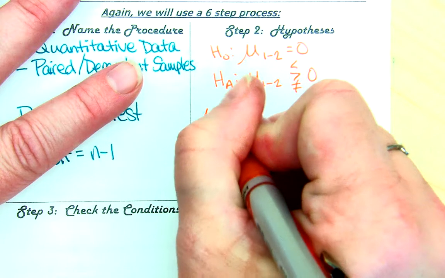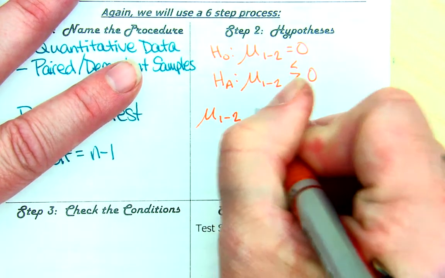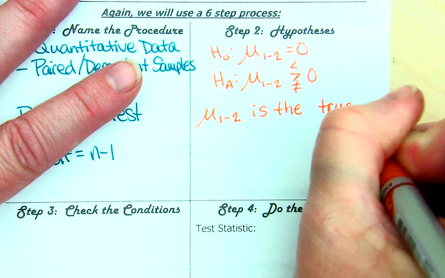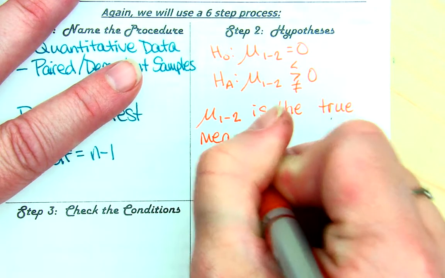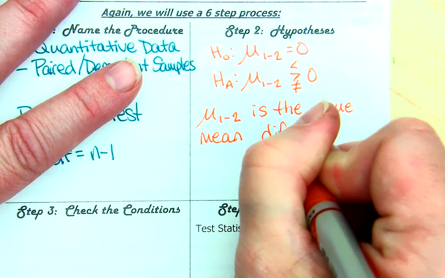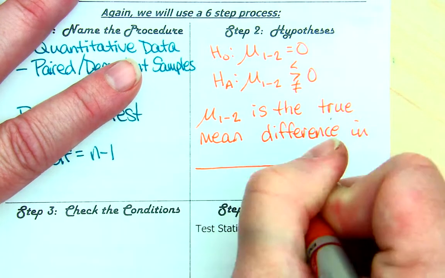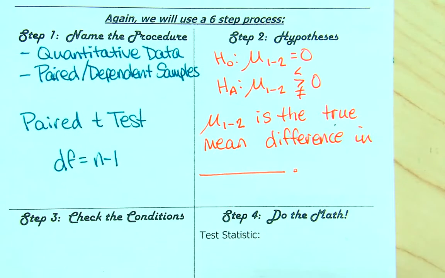And then you would define that mu sub 1 minus 2 is the true mean difference in whatever our context is. Just put in your context from the question the way it was asked.